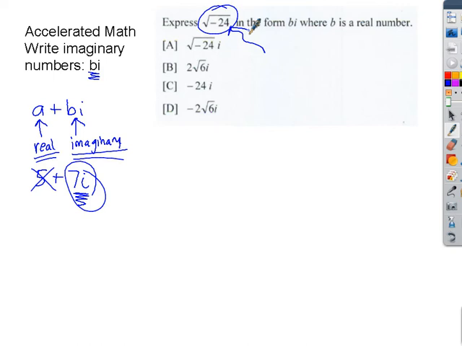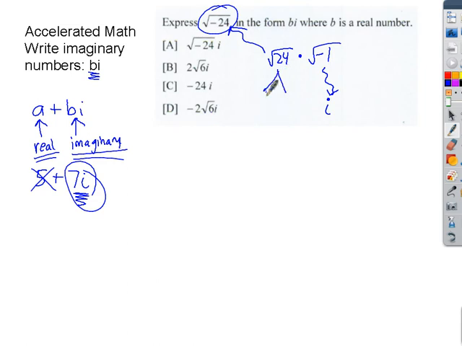Here's how we're going to handle it. We're going to separate it. We're going to say that the square root of 24 times the square root of negative 1 is the same thing as the square root of negative 24. This square root of negative 1, if you remember, we're going to call that the imaginary number, i. We had an i facts chart, so the square root of negative 1 is defined as i. Then we can continue with this square root of 24.